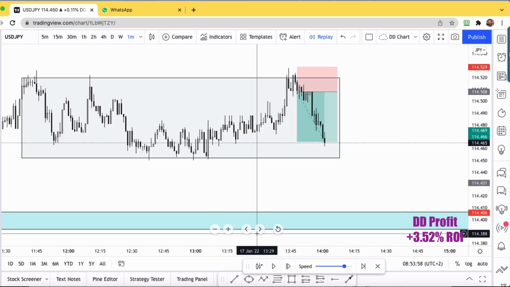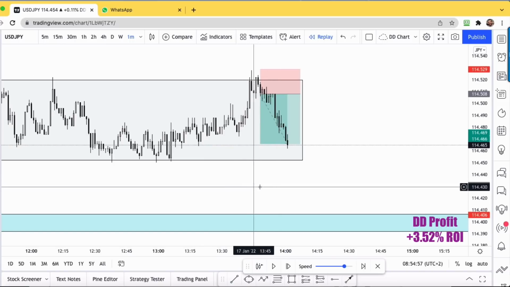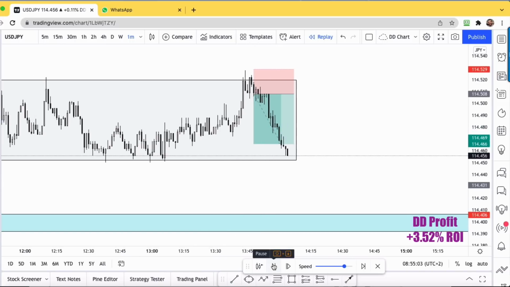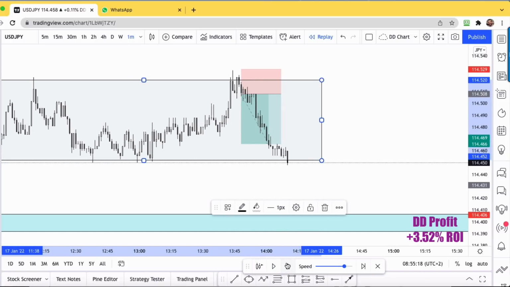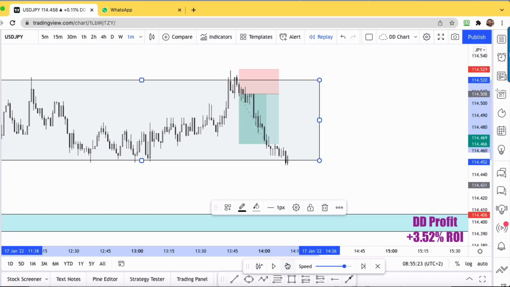Great, we got it. So that is another 2%. Now let's continue to see what's going on over here. Maybe it's going to break out of the range. Coming back in.